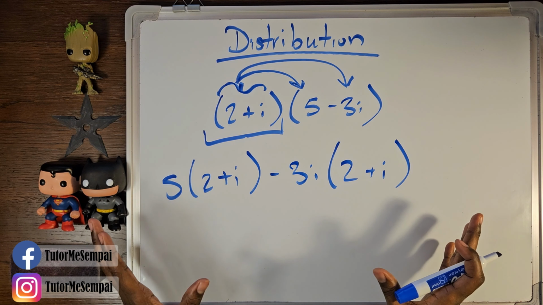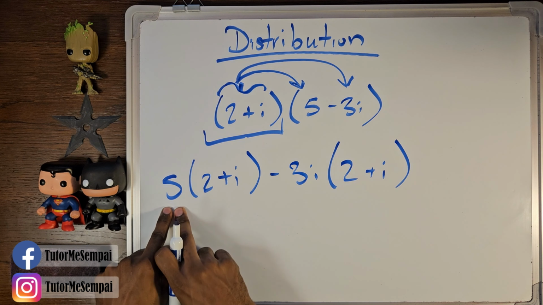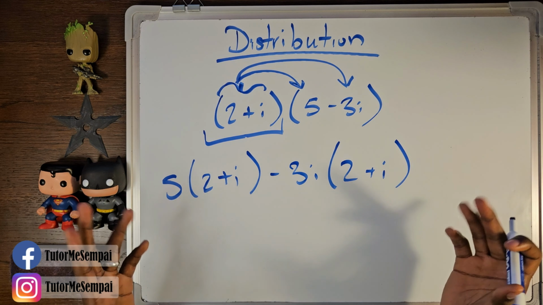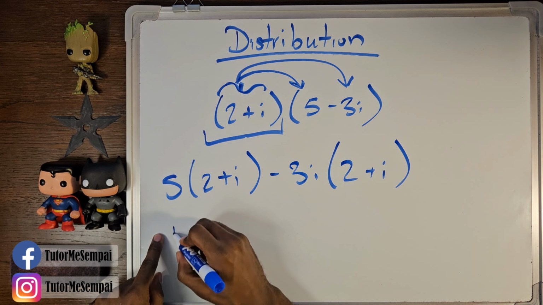And the result is more distribution is necessary. But we're going to distribute a constant this time and an imaginary number this time. So let's do that. Let's simplify this to get rid of our parentheses by distributing everything. So this is going to be 5 times 2. It gives us a 10.